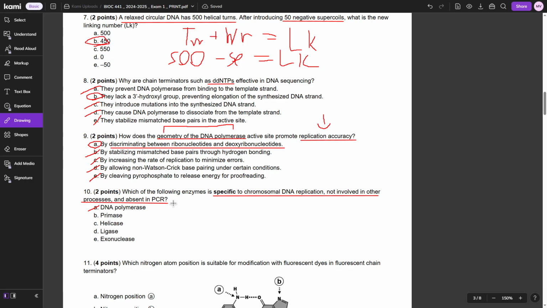So anything that makes those primers is not going to be useful in our PCR setup, because you remember in normal DNA replication you actually have primase, and that's one of the options here. B is primase. Primase is used in normal replication of the DNA, and you need it because it lays down these RNA primers, right? Those RNA primers are what's used to kickstart chromosomal replication, but that's not really the case here.